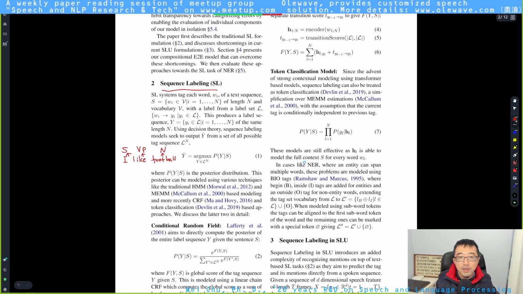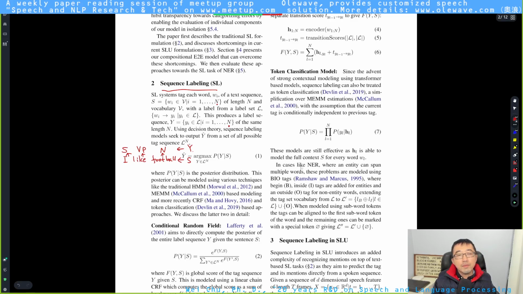And they're saying that I like football is the sequence S, and the output or tagged sequence is Y. They are of the same length, both of length N. And you're supposed to pick the most likely label sequence as shown in their equation number 1.